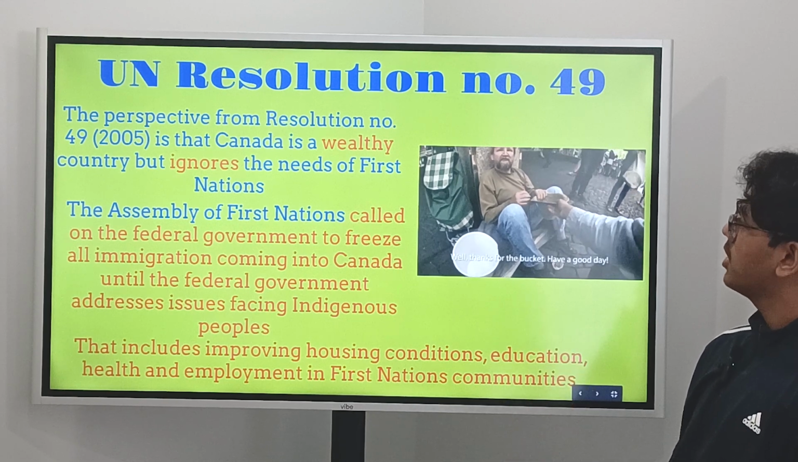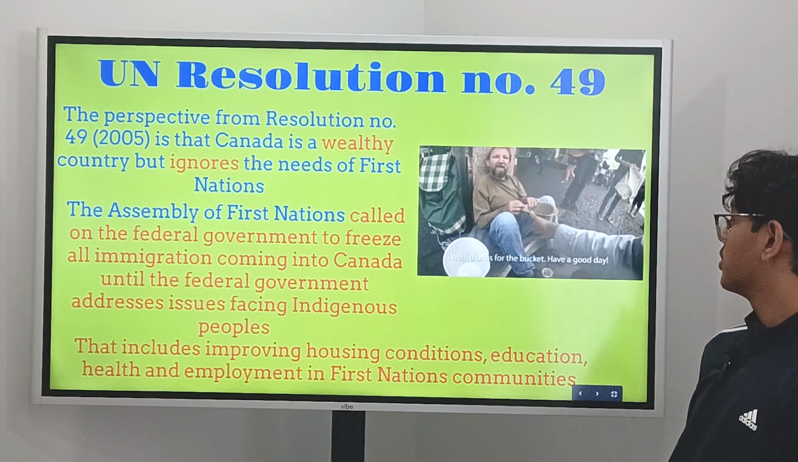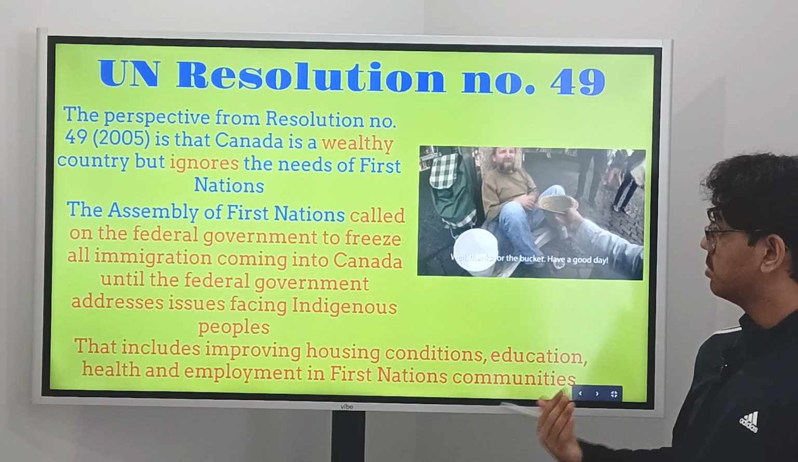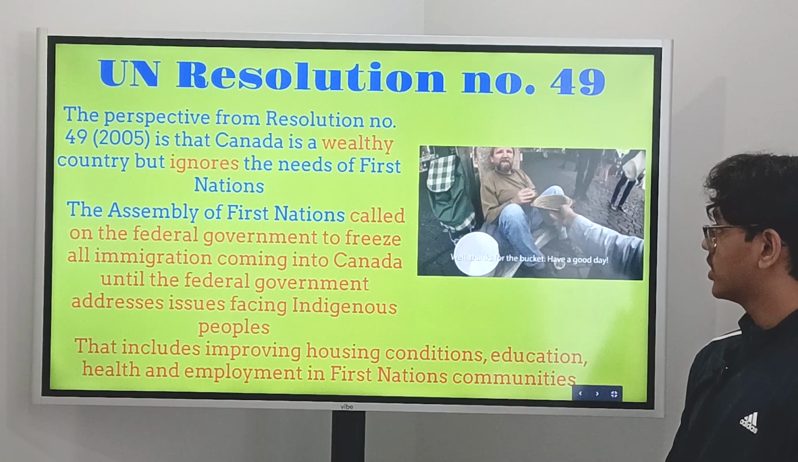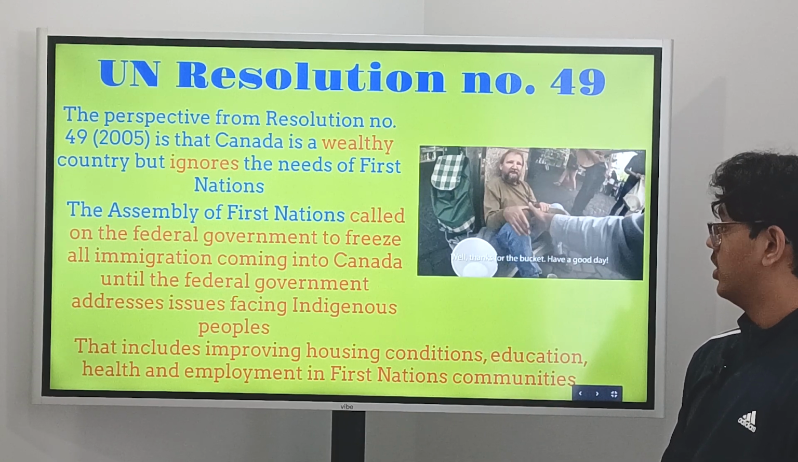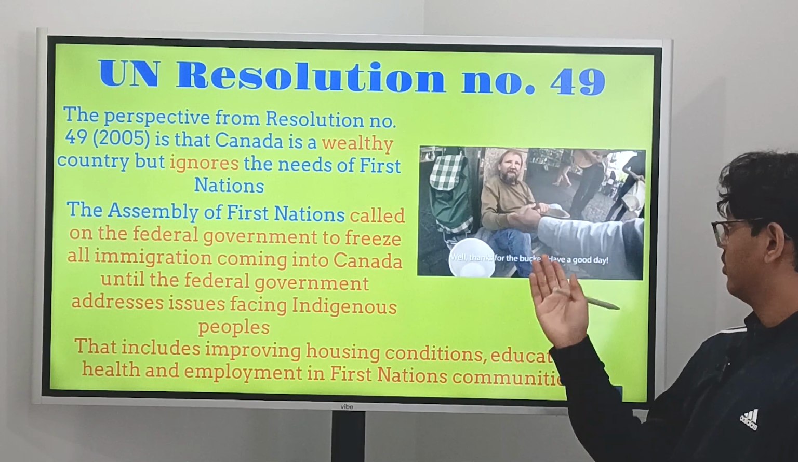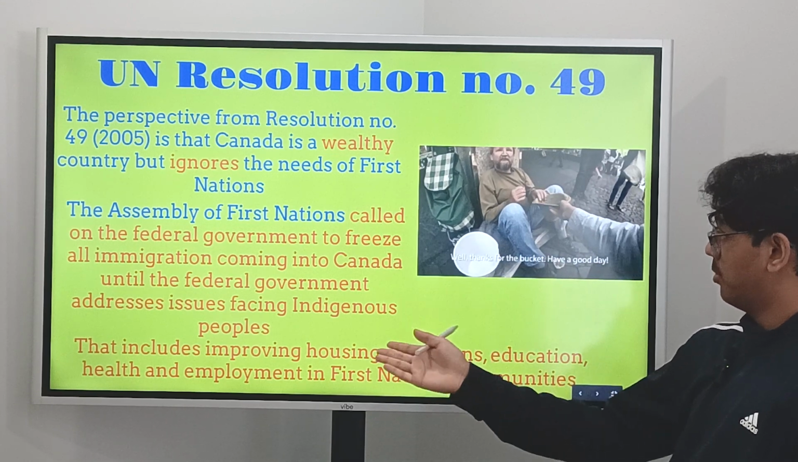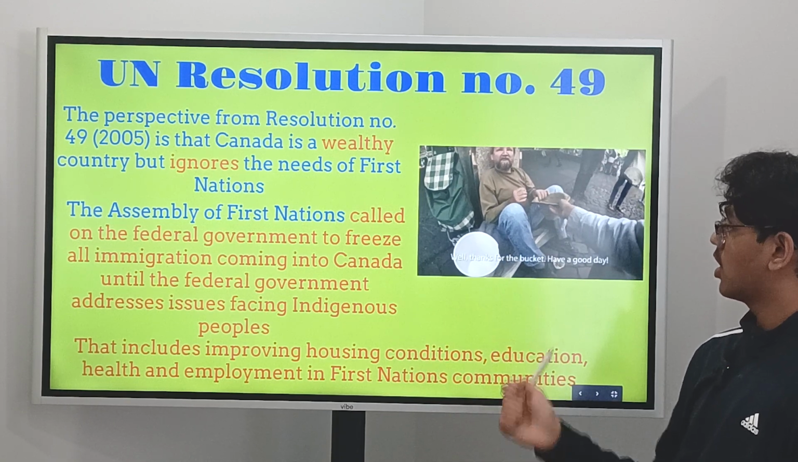So basically what happened was in Resolution 49, the UN said that Canada was a very wealthy country and is allowing so many immigrants in, but they said that they're ignoring all the needs that the First Nation people had. And they could see this because you could see all the First Nation people on the road, living homelessly, while all the immigration people, so all the immigrants, they're working really successfully and making the economy good.